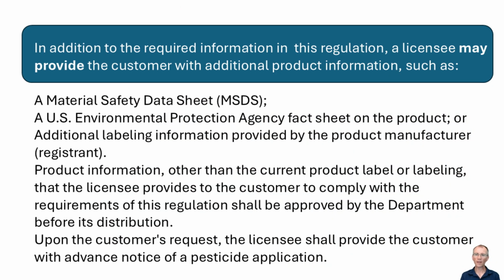In addition to the required information in this regulation, a licensee may provide the customer with additional product information, such as a Material Safety Data Sheet, MSDS, a U.S. Environmental Protection Agency fact sheet on the product, or additional labeling information provided by the product manufacturer registrant. Product information, other than the current product label or labeling, that the licensee provides to the customer to comply with the requirements of this regulation shall be approved by the department before its distribution. Upon the customer's request, the licensee shall provide the customer with advance notice of a pesticide application.